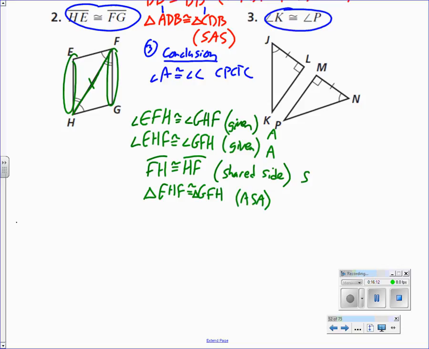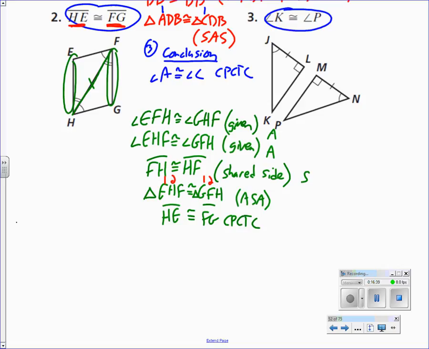And then looking at what we're trying to prove, we're trying to show that HE is congruent to FG. So we look to see if they're in corresponding parts. So here's HE, 2, 1, and FG, also 2, 1. So their corresponding parts on congruent triangles means they're congruent. So now we've proven that this is true. HE is congruent to FG. Their corresponding parts on congruent triangles, so they're congruent.